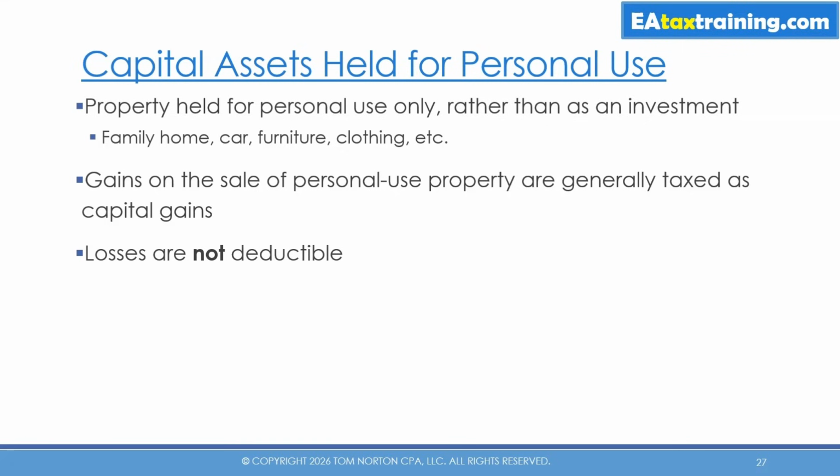That's why when you sell your old car that you bought for $30,000 and now you're selling it for $10,000, you do not get to take a tax loss for that sale. If you sell your home at a loss, you do not get to take a loss for that sale. So if it's investment property, you can take a capital loss. If it is personal property, you cannot take a capital loss. If you have a gain, it doesn't matter if it's investment or personal, you do have to pay tax on that gain.